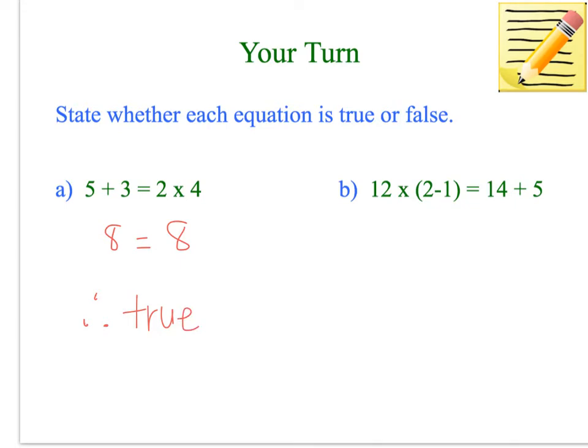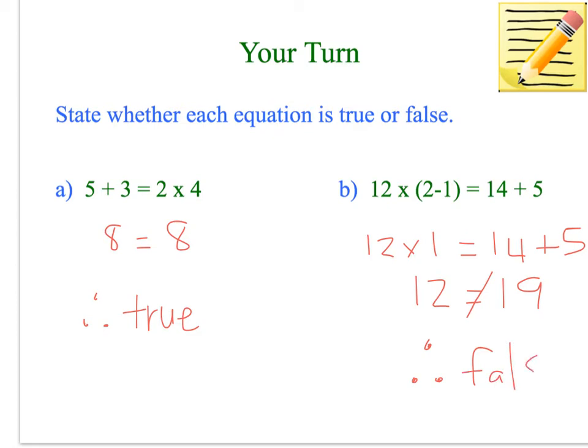Okay, so what about this next one? So we need to do BOMDAS first, so brackets. So it'll be 12 times 2 minus 1, which is 1, equals 14 plus 5. So then let's work this out. So it'll be 12. 14 plus 5 is 19. So it actually does not equal. 12 does not equal 19, therefore this statement is false. Alright, so that equation is false.